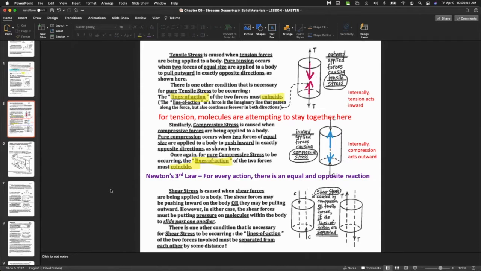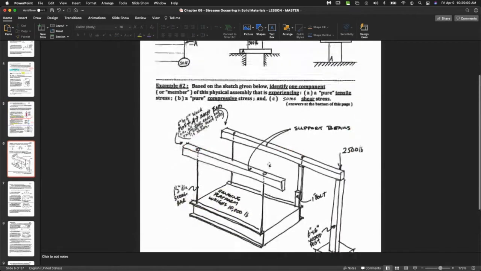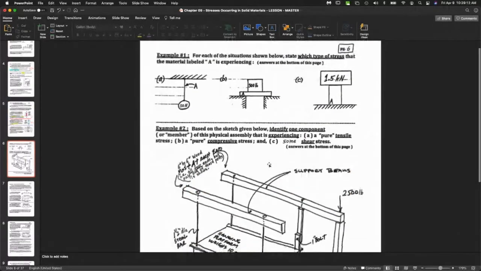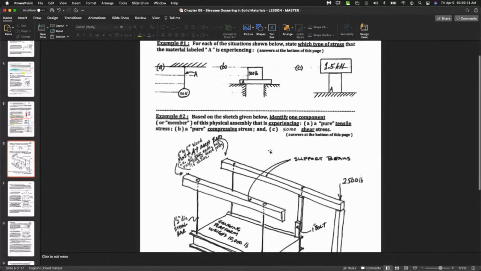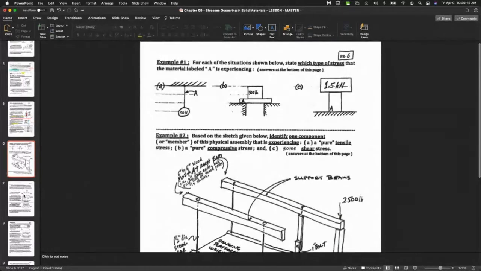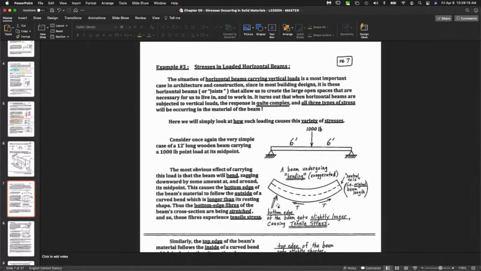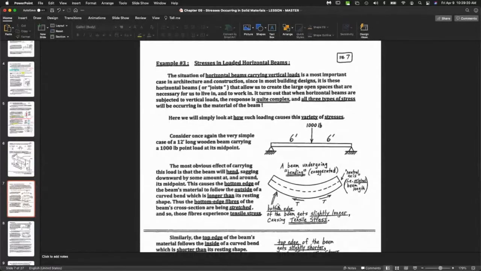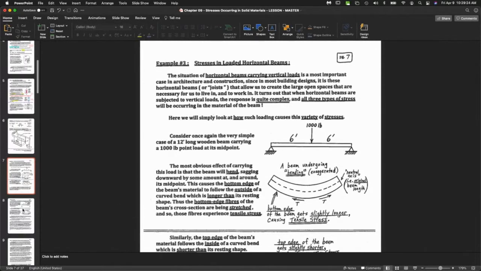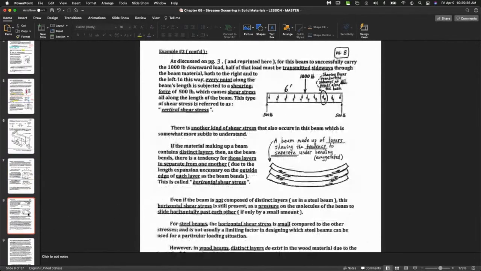So let's talk about shear. There's a diagram on the next page which you can read on your own, which is just some examples to play with. That's page 6. I'm going to skip that and go right to shear. So here's the idea of shear. It's on page 8. There it is.